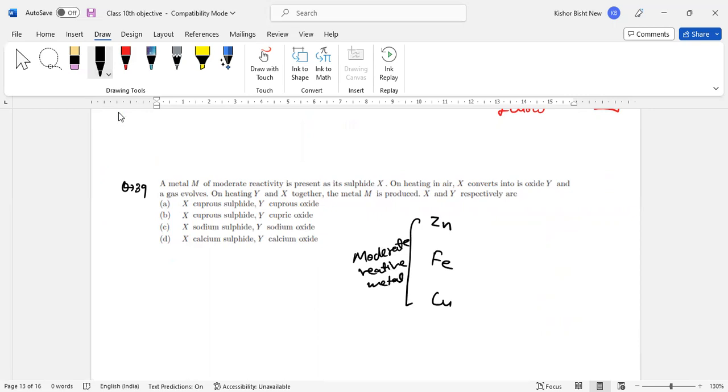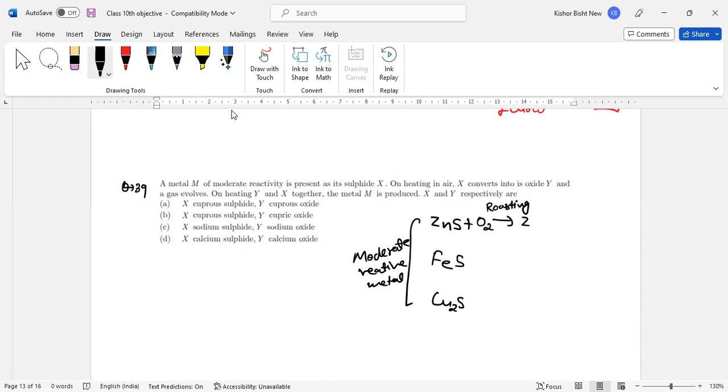Moderately reactive metals are present in their sulfide form: ZnS, FeS, and then Cu2S. Clear? On heating in air, this is calcination process. No, sorry, this is called roasting. Whenever we are heating a sulfide ore in the presence of oxygen, that is called roasting. You remember this one, roasting.